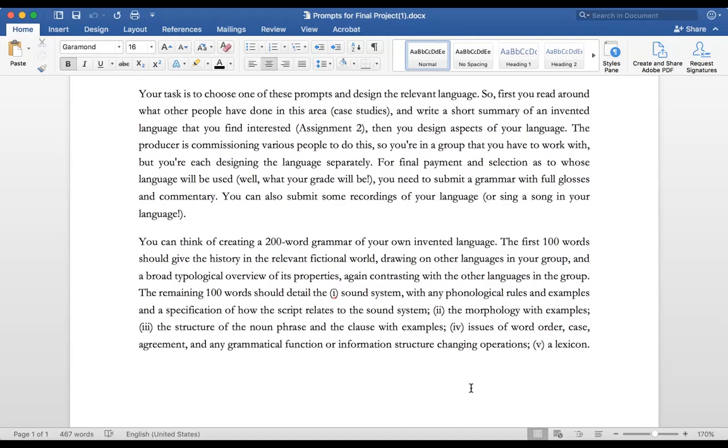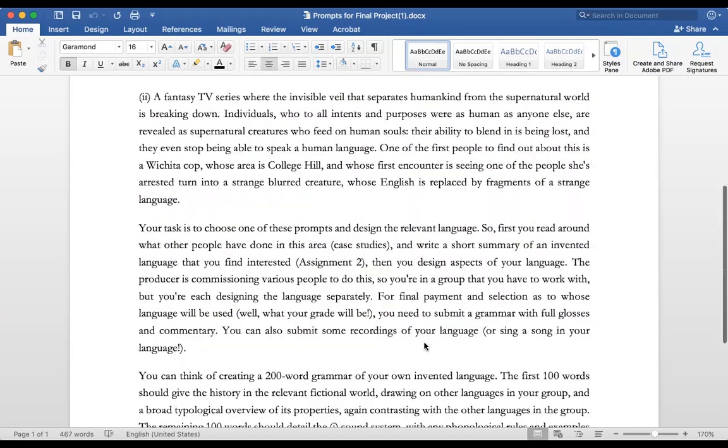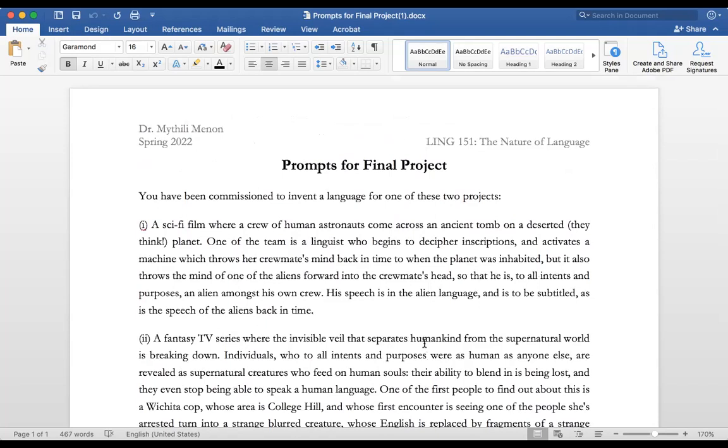Issues of word order. What is the word order of your language? Does it have case and agreement? I will get into all this in detail when we get into the sound system and the grammatical structure of languages. And the lexicon. Lexicon is basically your 200 words that you're going to give me. Okay, so that is your final project. I want you to start thinking about it now.